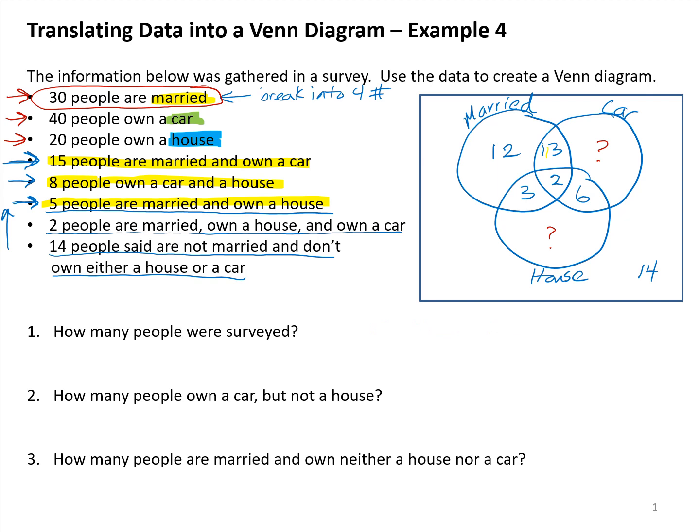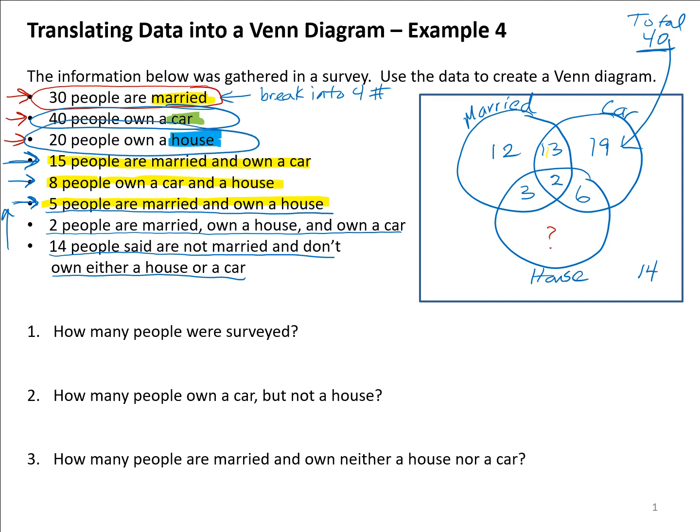We can do the same thing for 40. 40 people own a car. That means this car circle must total to 40. So if I know that part of it is 13, 2, and 6, I can work out what's left in the car only region by subtracting 13, 2, and 6 from 40. 40 minus 13 is 27, minus 2 is 25, minus 6 is 19. Now, of course, you could do that with a calculator instead of in your head. That's your choice. I'm just doing it quickly here.